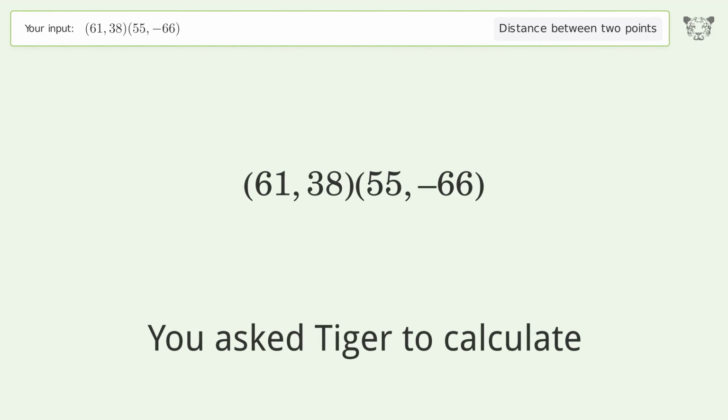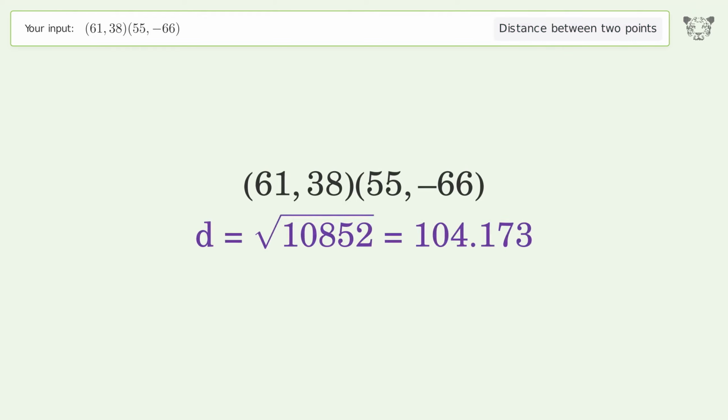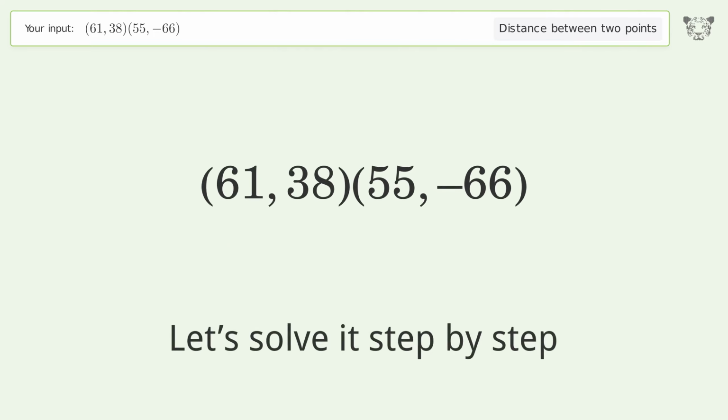You ask Tiger to calculate. This deals with the distance between 2 points. The distance between the 2 points is the square root of 10,852, or 104.173. Let's solve it step by step.